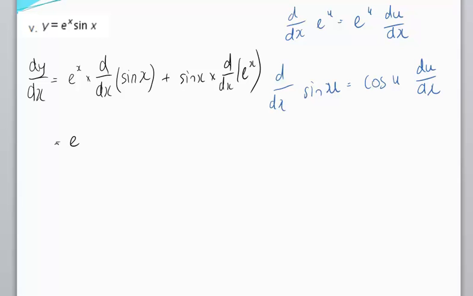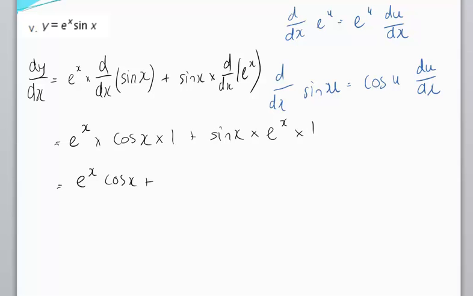So here it becomes e to the power of x multiplied by cosine of x multiplied by differentiating our x, 1, plus sine of x multiplied by e to the power of x, which becomes e to the power of x multiplied by du/dx is equal to 1 here. It becomes e to the power of x cosine of x plus e to the power of x sine of x.